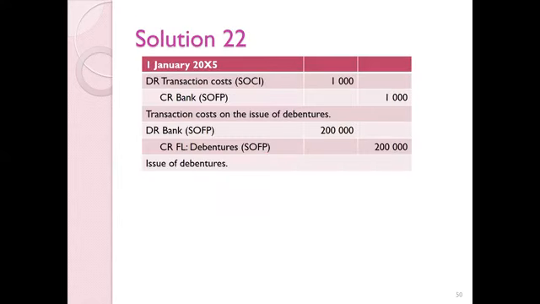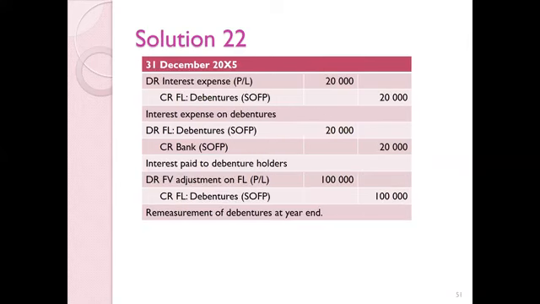Okay, to journalize this information, firstly, our transaction costs being expensed, debit the transaction costs of 1,000 Rand, credit bank, and then to recognize our initial recognition of the financial liability, debit bank, because we're receiving money now that we're going to pay back in the future. Credit our financial liability of 200,000 Rand. And thereafter, we can journalize our interest expense as well as the payment that is made to the debenture holders.